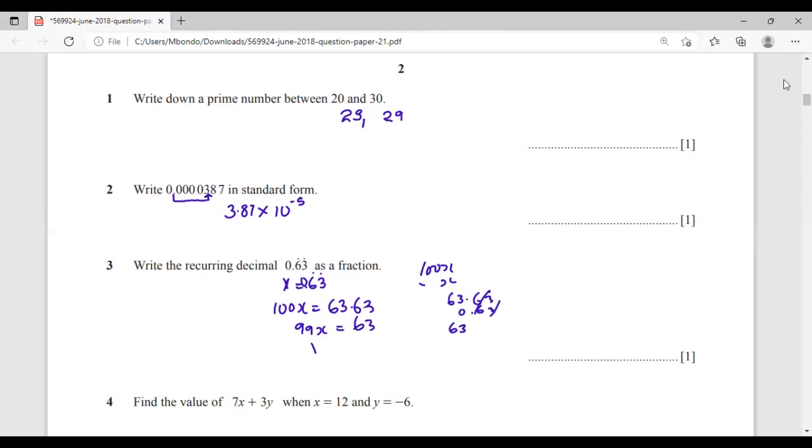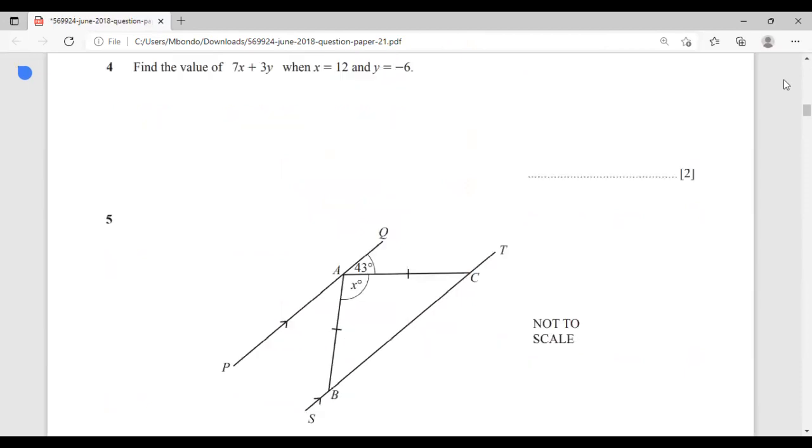Then the value of x now is going to be what? 63 divided by 99. At this point, we need to simplify now. So we can say 9 into 63, it's 7. The 9 into 99, it's what? 11. Okay, so this is the answer, 7/11. You can try to confirm it and see what you're going to get.